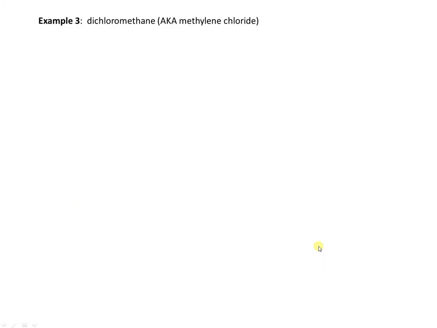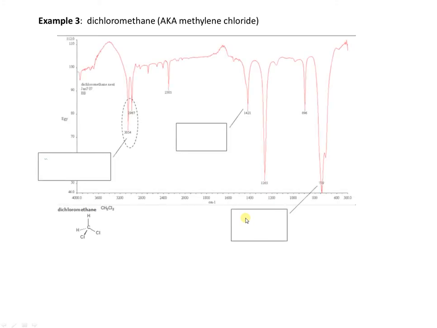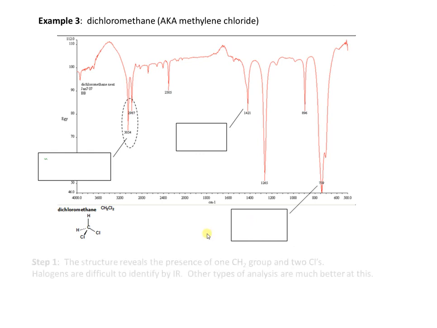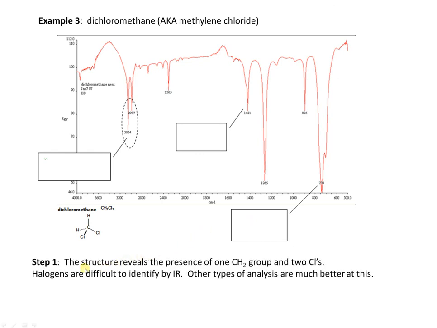Okay, example number 3, final one, dichloromethane, aka methylene chloride. Here is the infrared absorption scan of dichloromethane. And notice what's in the structure. Step number 1, what do we see? We see one CH2 group, a methylene group, and 2 chlorides. And that is all, nothing else. Now, it turns out that halogens are rather difficult to identify by IR. Other types of analysis are much better at this, but we'll do the best we can with this.